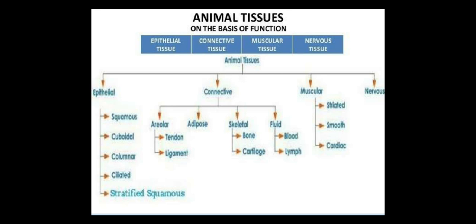The muscular tissue has striated, smooth and cardiac. And the nervous tissue and adipose do not have any sub-branchings.